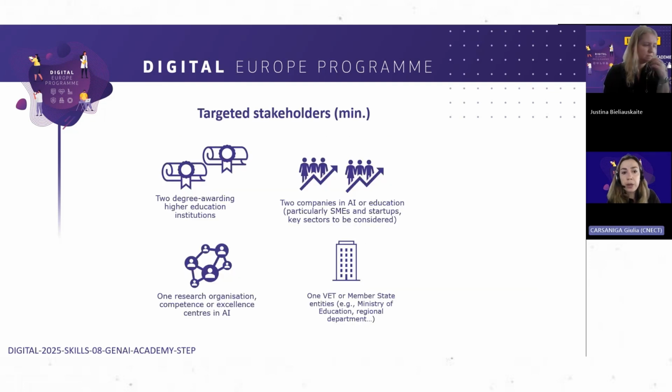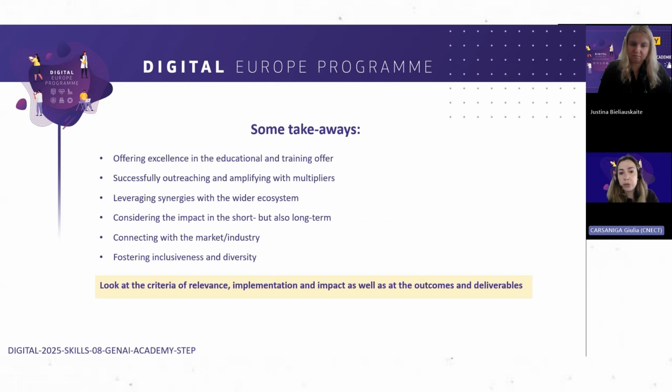In terms of the consortium, we strongly encourage to have at least 2 degree awarding higher education institutions, industry partners, and considering especially also involvement of SMEs and startups, one independent research organization, and one vocational education and training institution. Mindful of time, I will just conclude by stressing some important takeaways. So the importance of having a consortium able to offer an excellent educational training offer, to be able to successfully reach out to a high number of students, and also amplify the impact of the academy through multipliers.